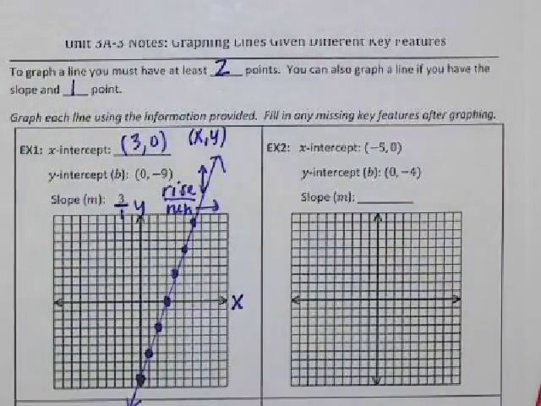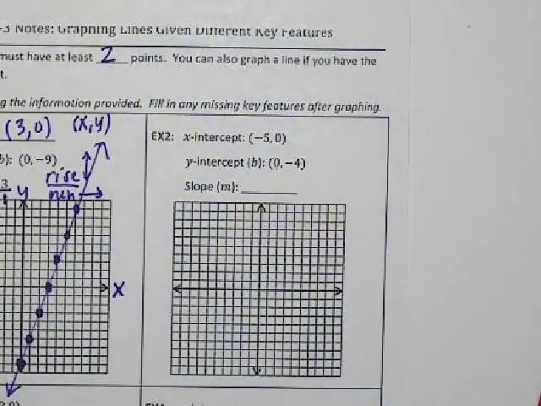Are we good? Example 2. What information is example 2 giving me? The x-intercept and y-intercept. Good. So is it giving me 2 what? Points. Okay, so now we're going to go from 2 points.